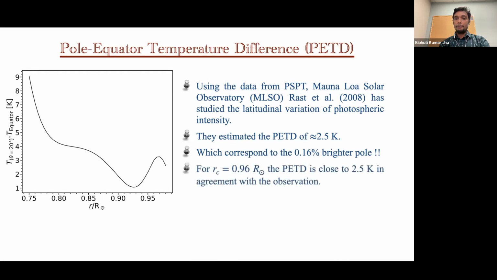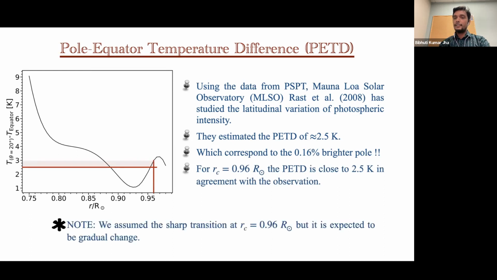So when we compare that, we have noticed that for RC equal to 0.96, actually the PETD is around 2.5 Kelvin. But again, I would like to bring to your notice that we have assumed a sharp transition of the Rossby number at RC equal to 0.96 R0, but it is expected to be very gradual. So while comparing this with the observation, we have to keep that in mind. So that brings me to the final part of my talk.